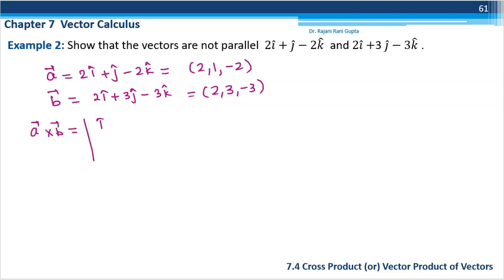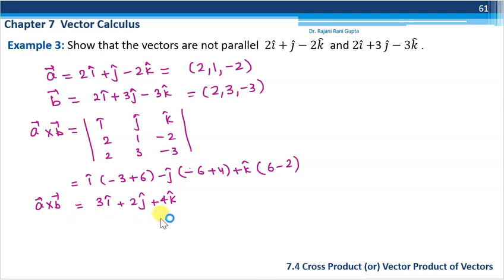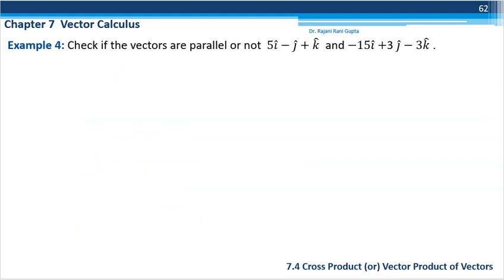Doing in the same way, i, j, k, 2, 1, minus 2, 2, 3, minus 3. Now you know the process. So you'll get the result, and as you get this as a non-zero vector, you will say that they are not parallel. Okay. It is possible to get parallel. Let's see another example.